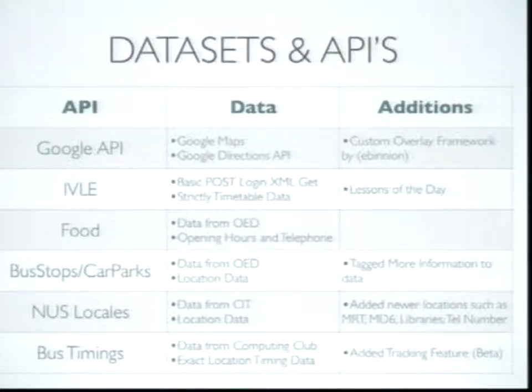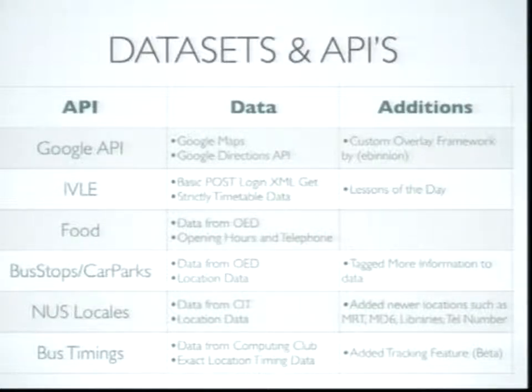Next up is food. The data, of course, is from the OED website, and it basically contains the opening hours and telephone numbers. Next up, of course, is the bus stops and car parks. The data is from OED, and it's basically the location data. Plus, I've added in some more information, such as the exact bus stop code, B04 or 13 something, so the user can actually search for it more easily.